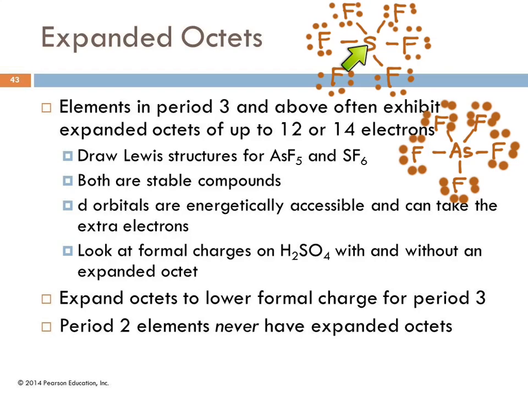What's the formal charge on the sulfur? 0. And what's the formal charge on each of the fluorines? 0. It's a good thing. On these fluorines are also going to be 0. What's the formal charge on the arsenic? 0. Arsenic has 5 valence electrons. In this structure, it has 5 electrons. Its formal charge is 0.